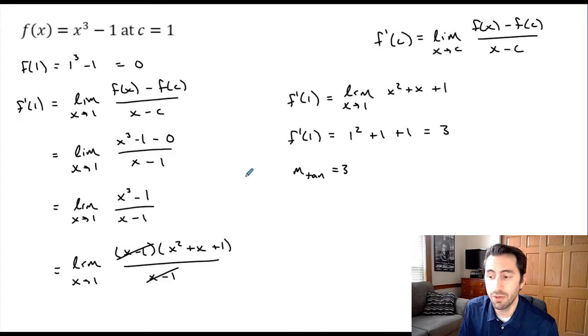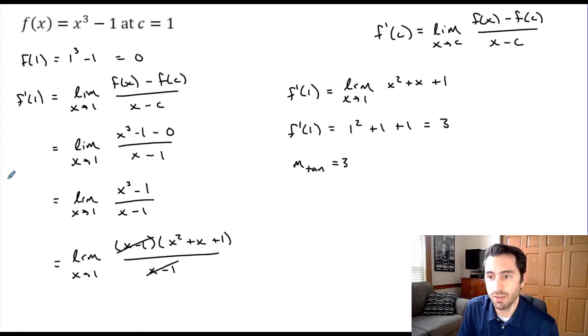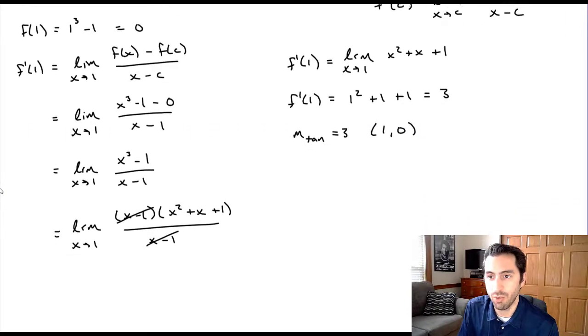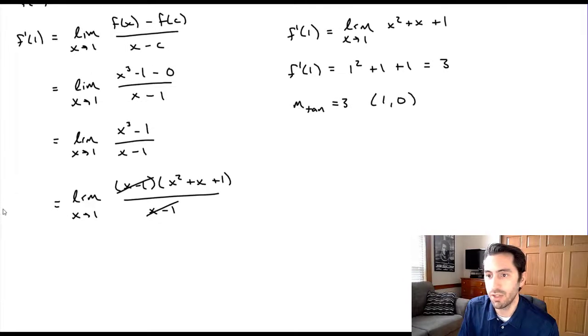Okay, now that we know the slope, we can write the equation of this line. So I have the slope. The other thing I need is a point. Well, at this value for c of 1, if I plug that in, I end up with the point 1, 0. So now using those two things, the slope and that point, we can write the equation of this tangent line. So I like to do this in point slope form.